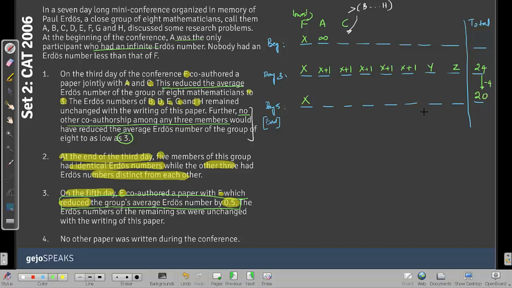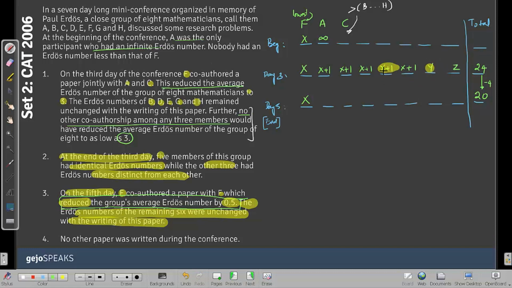Reduction will be -4. And it also says that the Erdos number of the remaining 6 were unchanged with the writing of this paper. Nobody else has changed. The only value that changed is E. Now E can either take the value x plus 1 or one of y or z. So let's pick y or z, doesn't matter. Okay, which one is it? Let's take E is x plus 1 or y.